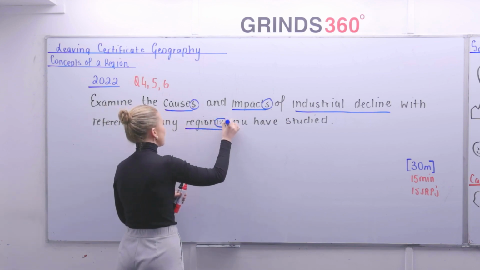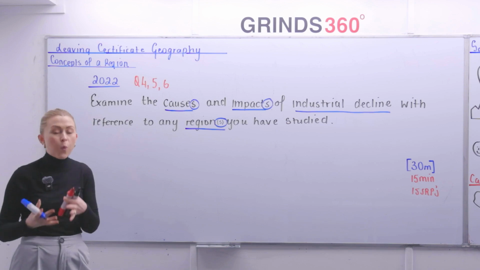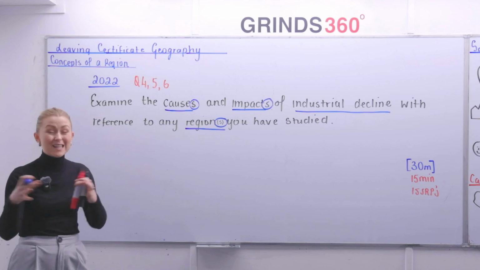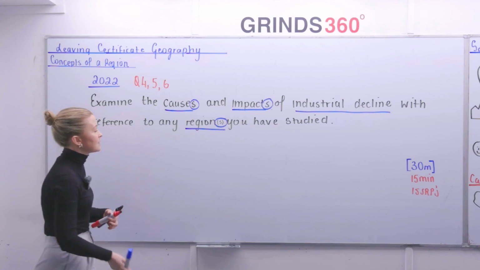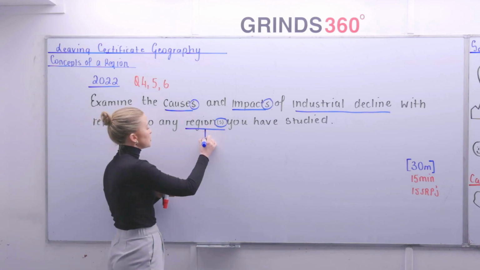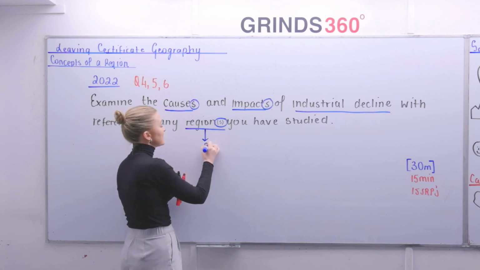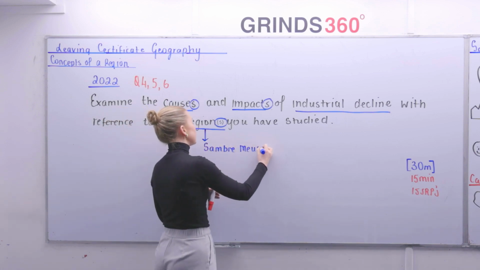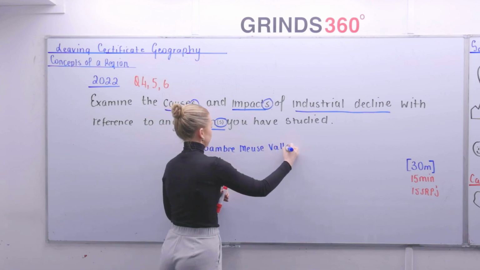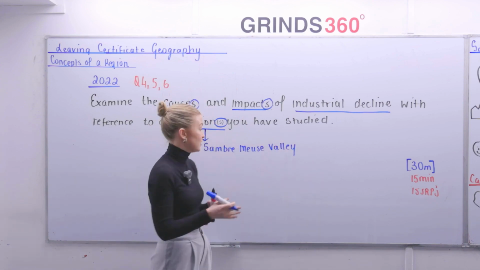Now, as I said, we are given the option, and normally I'd go for more than one, but because this has only appeared twice on the Leaving Cert exam, we're going to focus in on one, and we'll have a quick glance. I'll talk you through the second. Now, starting at the end of this question, what is my region of industrial decline? My region of industrial decline is the Sambre-Meuse Valley.